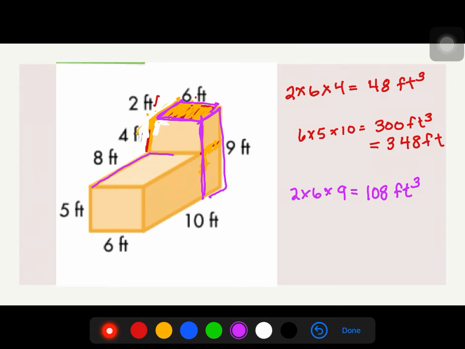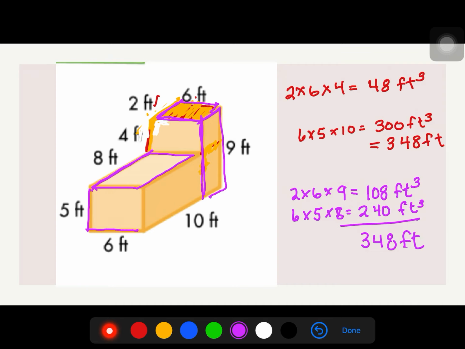Well, then I have to go to this front cube. It looks like a brick here, right? It is 8 long, 5 high, 6 wide. So 6 times 5 is 30, times 8 is 240 feet cubed. And guess what my total is?